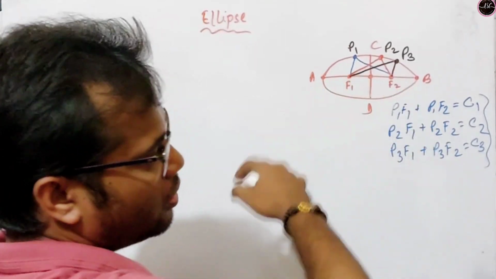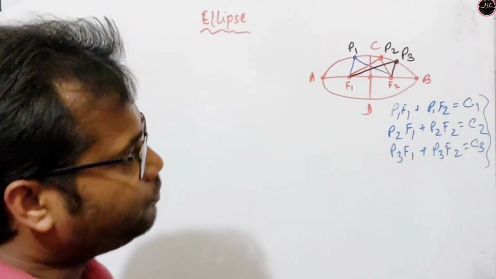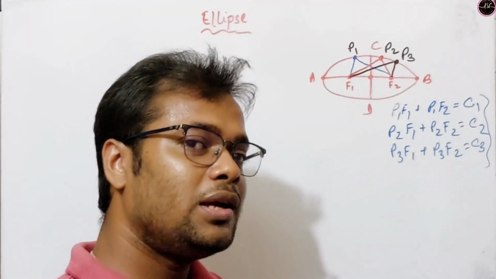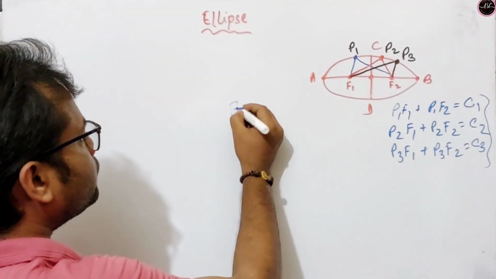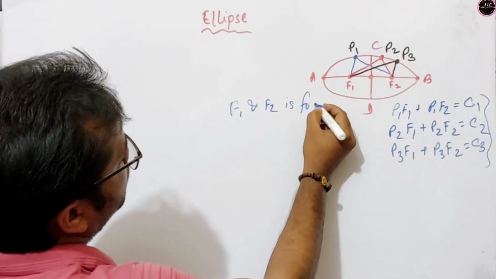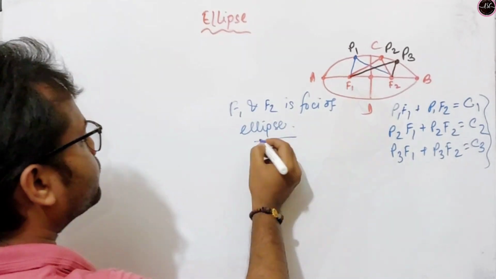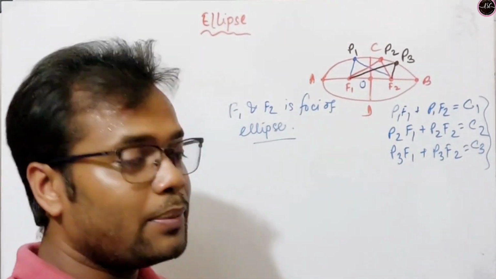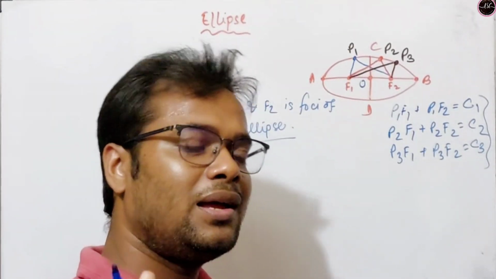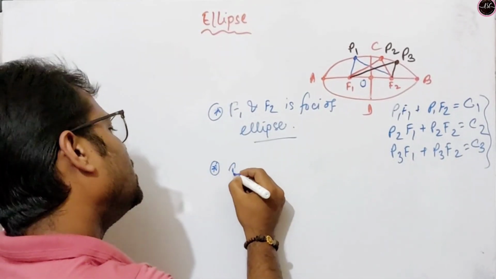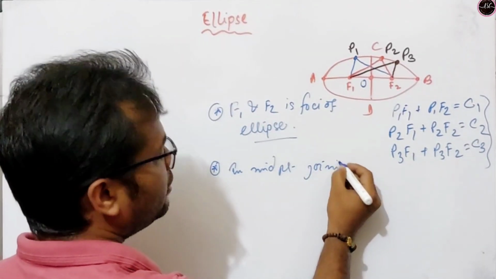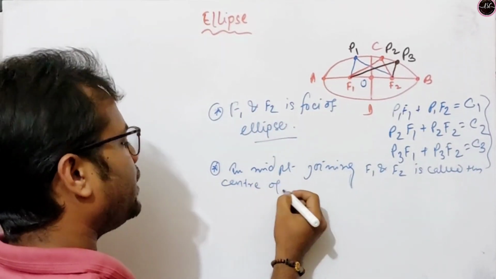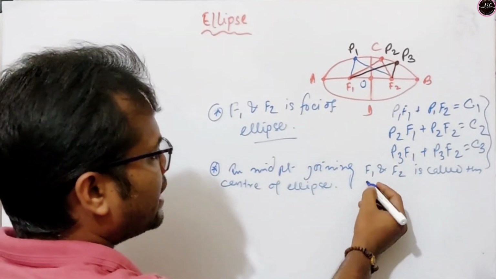So we have known about the ellipse. Now, these two fixed points, F1 and F2, are called the foci of the ellipse. And the midpoint of the line segment joining F1 and F2 is called the center of the ellipse. So here O is the center.